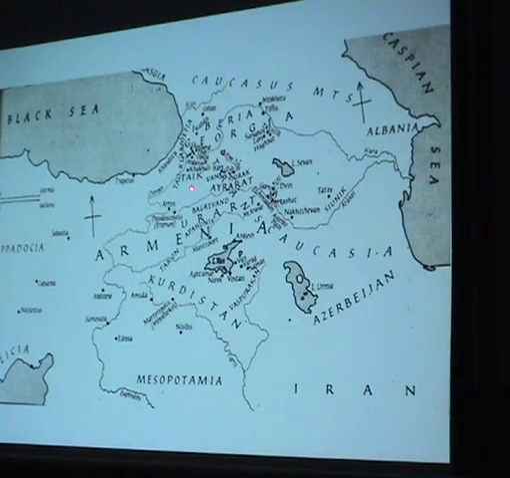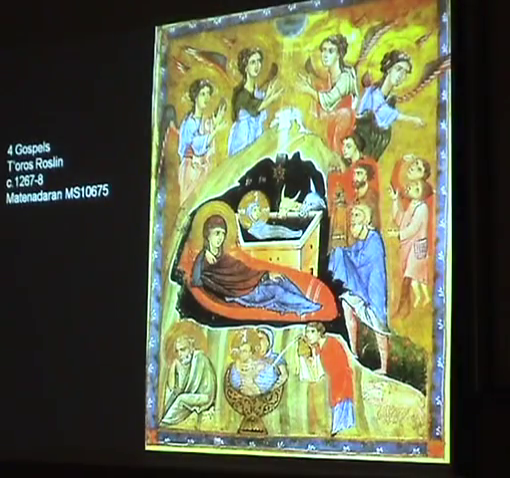So we're going to go from Greater Armenia here down to Cilicia. And of course, look at everyone's favorite artist, Toros Roslin. Okay, so we'll start with this one. And Roslin is so interesting. Again, there are people who are better equipped to deal with this, Lucy among them, than I am to talk about Roslin. But what I was interested in was this idea of composition.